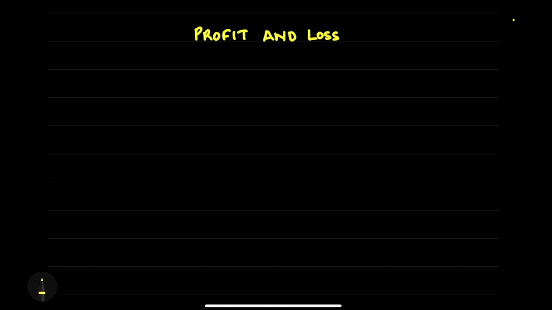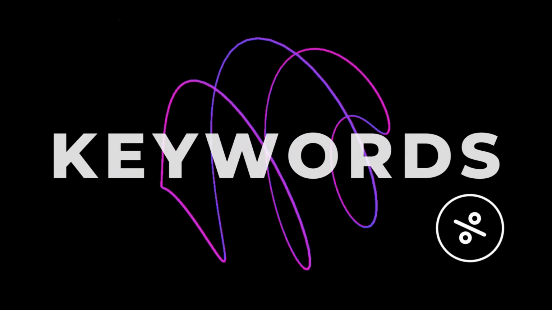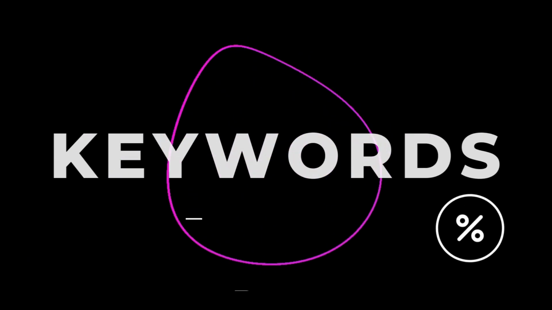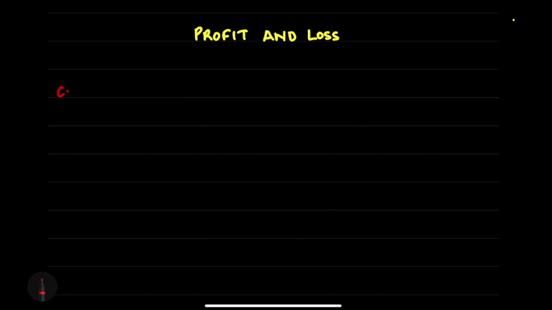So, this comes with a couple of keywords that one must know and I will share those with you now. The first one is the cost price. Say I bought a carton of apples at a certain price X. So that is known as the cost price of the object. So it is the price at which any article is purchased.